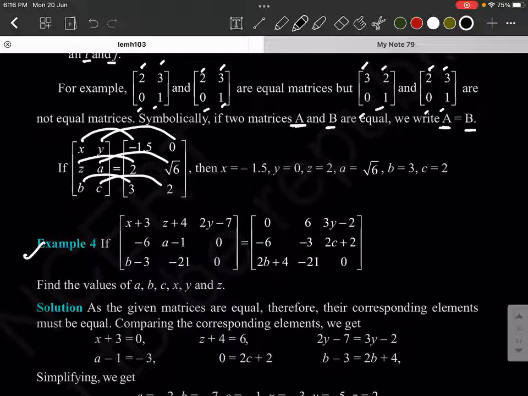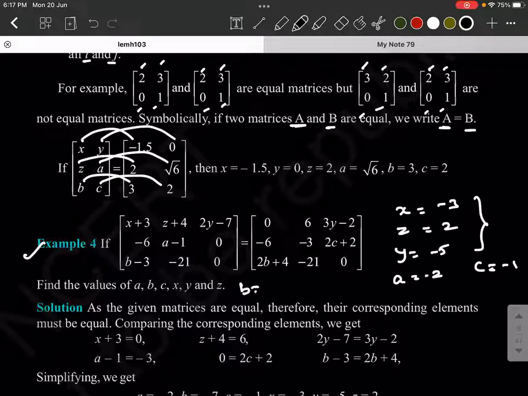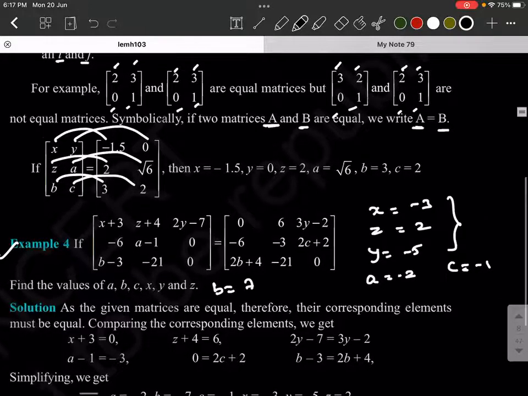Are you done? So what is the answer here? x plus 3 is 0, so x is minus 3. z plus 4 is 6, so z is equal to 2. 2y minus 7 is equal to minus 5, so y is equal to 1. a minus 1 is 3... so a will be equal to minus 2. 2c plus 2, so c will be equal to minus 1. b minus 3 and 2b plus 4, so b will be minus 7. Correct. Minus 7, minus 1. That's it.